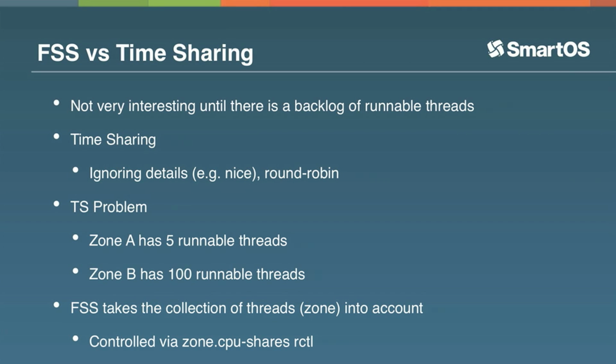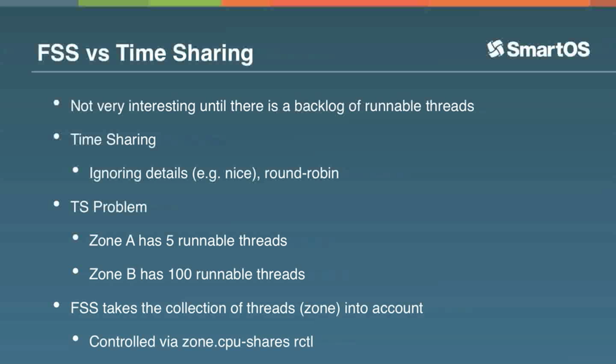So that's CPU caps, which is what happens on the system when there's excess CPU. Fair share is what happens when you have more work than CPU and things are backlogged. Just to quickly contrast this with time sharing, which is probably what most people are familiar with, and which is the default scheduler in the system: time sharing is supposed to give you a round robin effect, so each thread that is ready to run gets its shot to run.